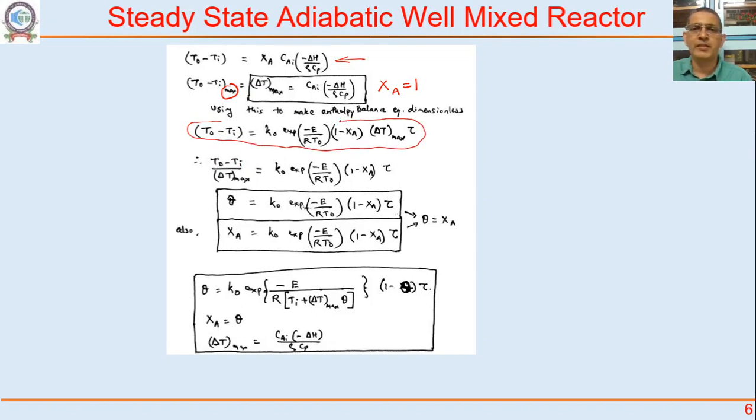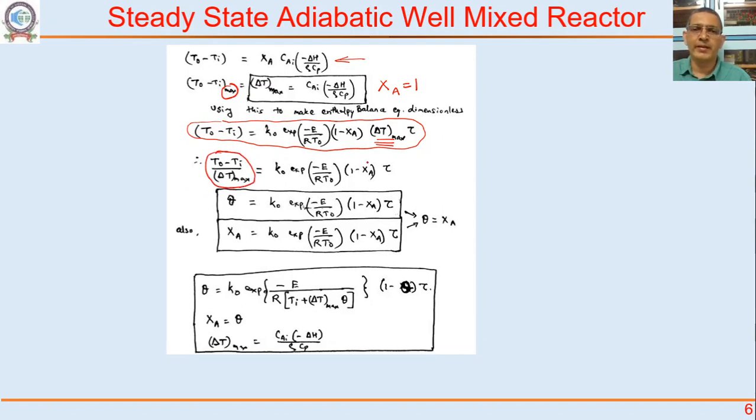All I have done is expressed CAI minus delta H by rho Cp in terms of delta T max. So that delta T max has appeared here. See? Okay, I can divide now. (T naught minus Ti) divided by delta T max is equal to K naught exponent of minus E by R T naught, 1 minus XA, into tau. So this I can define as a dimensionless temperature rise.